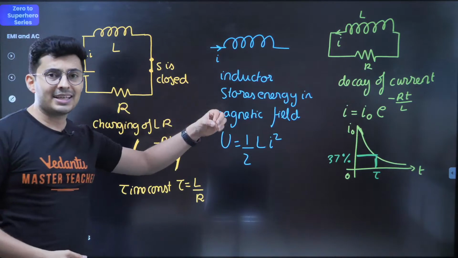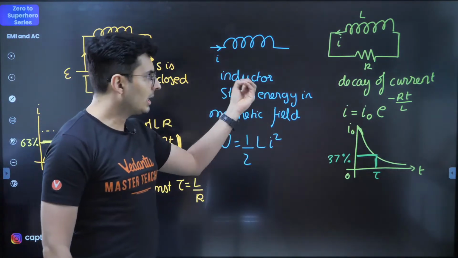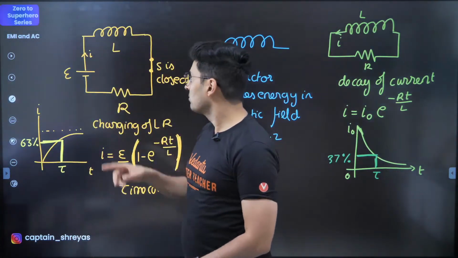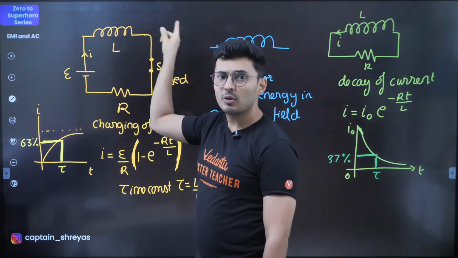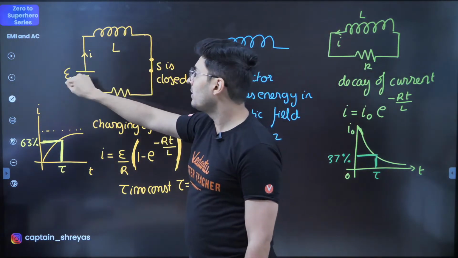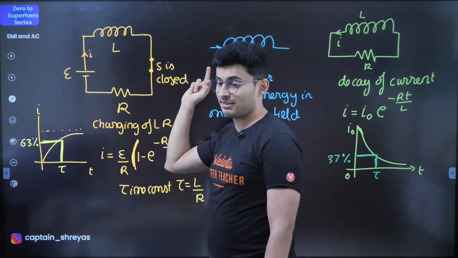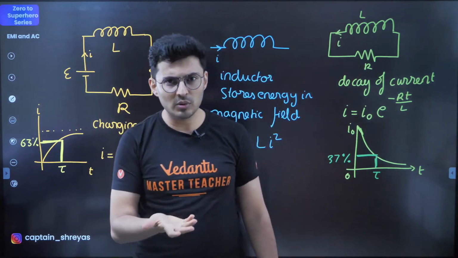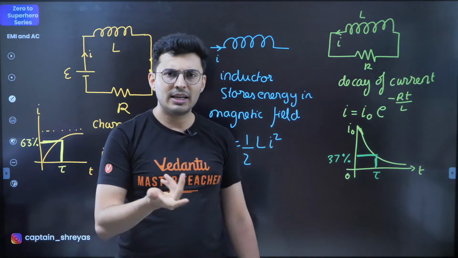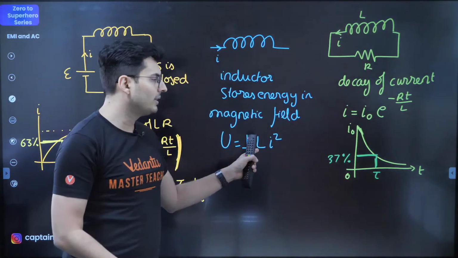The second part is when you decay. That means the battery is removed, current was flowing, energy was stored in the inductor. You remove the battery and then you short it so that the current will now only go through the resistor. What does the resistor do? Heat loss. Where will the energy come from? Energy stored in the inductor.